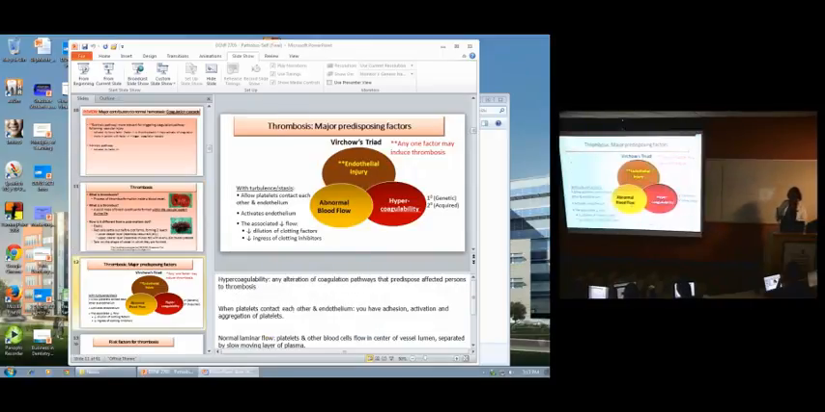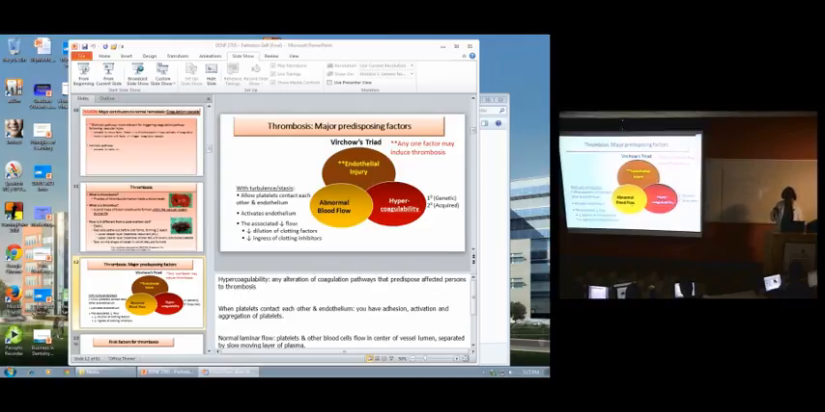Okay, so what are the major influencers? What are the major predisposing factors for thrombus formation? It's referred to as Virchow's triad because that's the person who came up with the concept. And so you have endothelial injury, you have abnormal blood flow, and you have hypercoagulability.